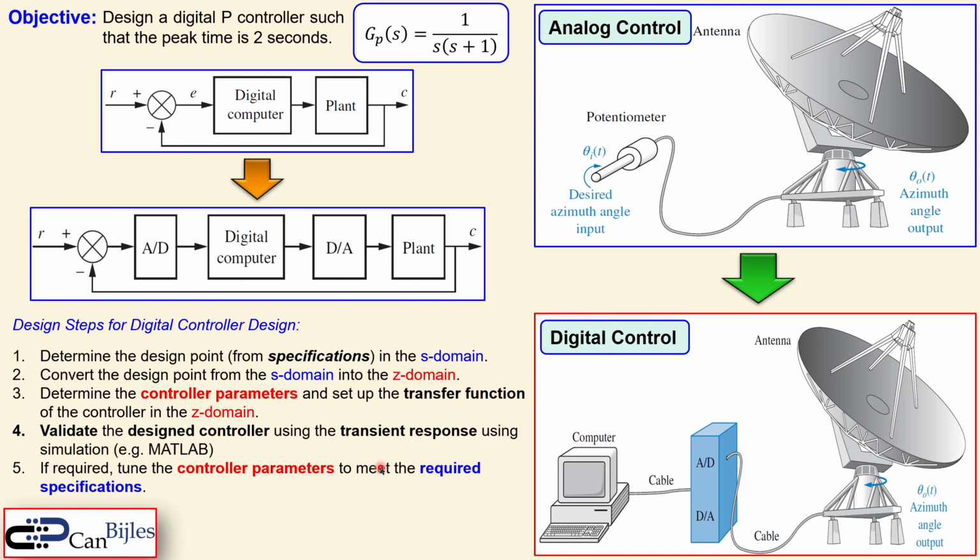And if required, we can still tune our controller to meet the required specifications by tuning maybe the gain of your controller or other parameters like the zero or the pole location. So this is the general outline I will use in this example, and also in the next examples about the digital controller design for PI, PD, etc.